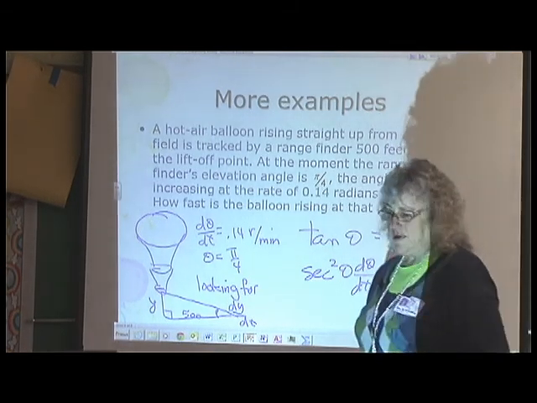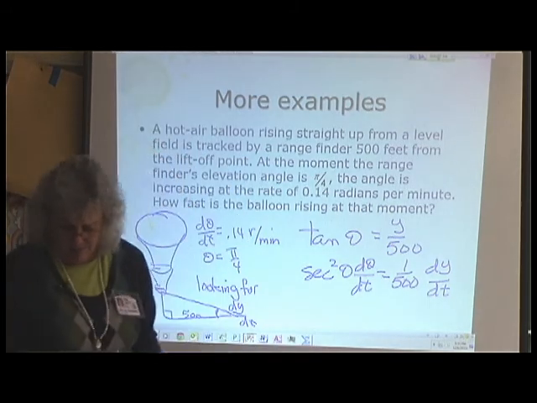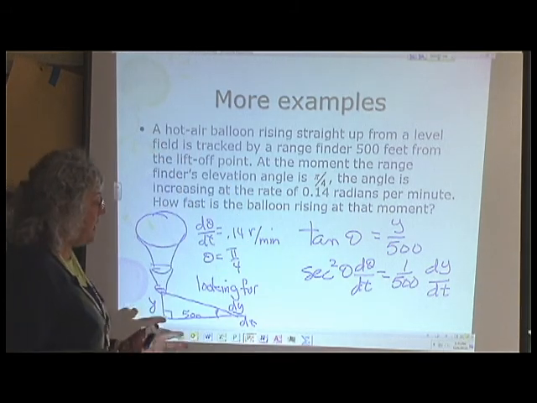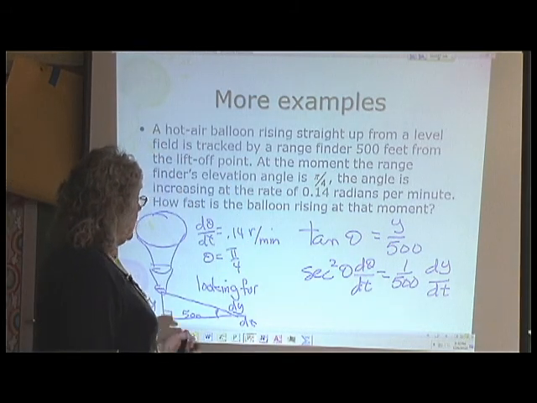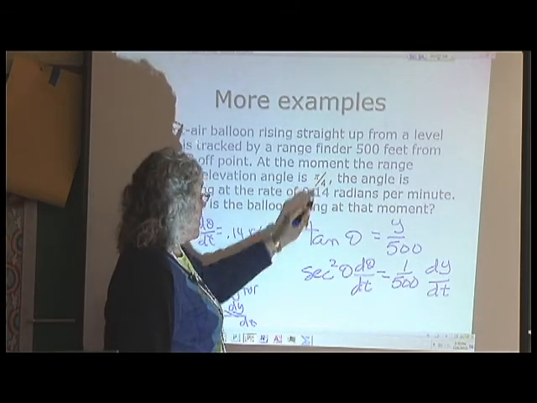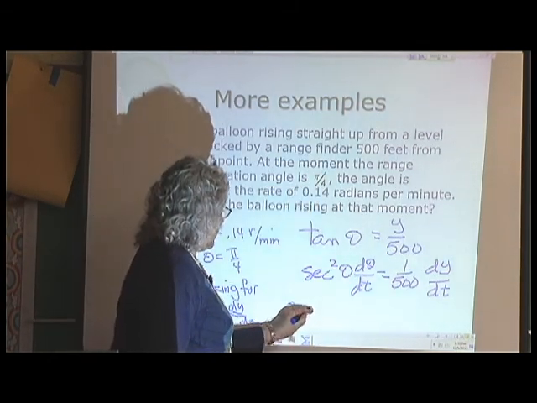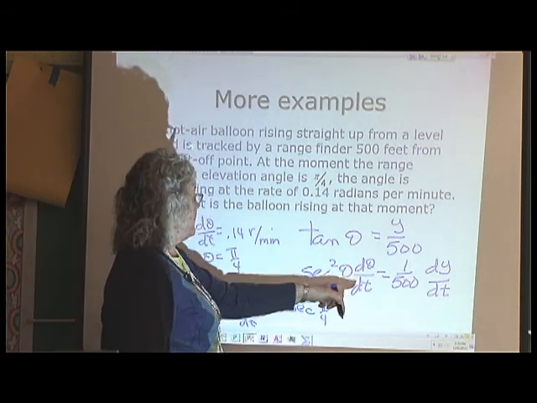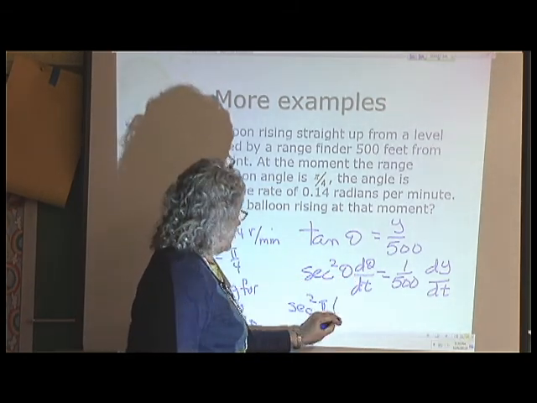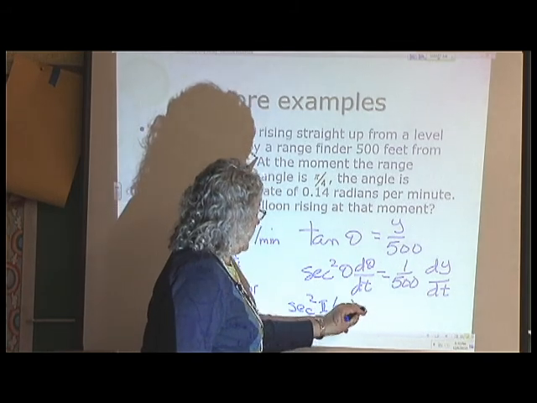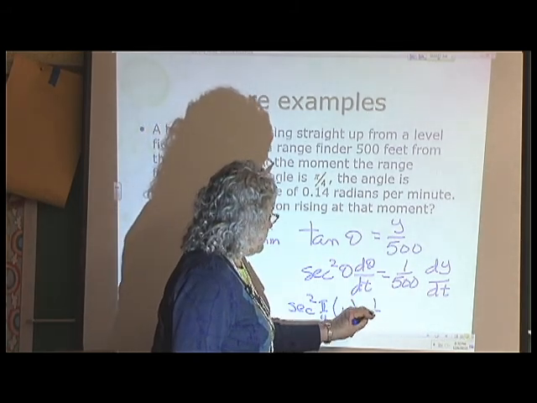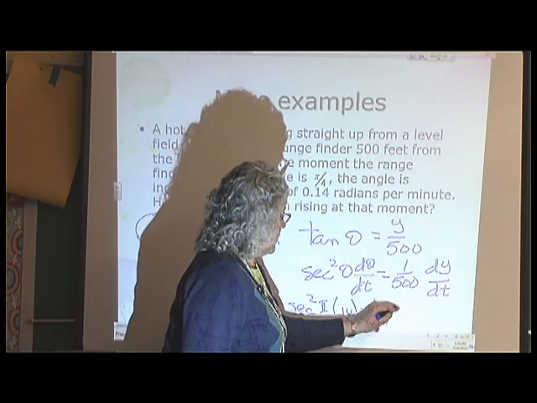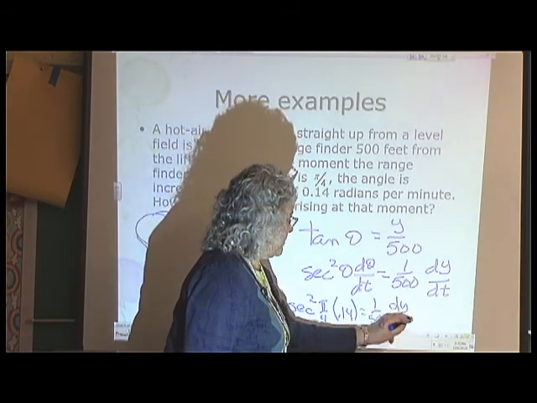Okay, now what happens next? Well, now you can start putting in everything that you wanted to put in. We know our angle is pi over 4, so you have secant squared pi over 4. Our d theta dt is 0.14, and we have 1 over 500 dy dt.